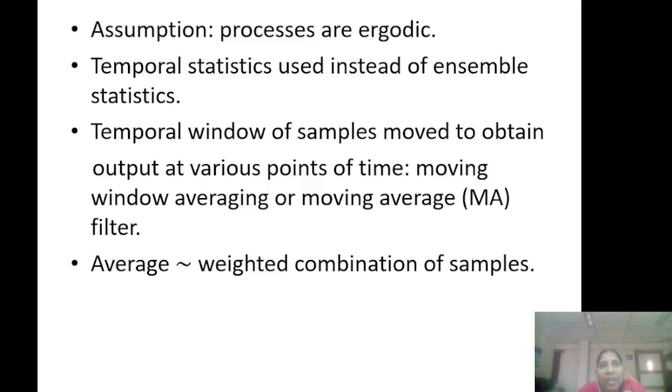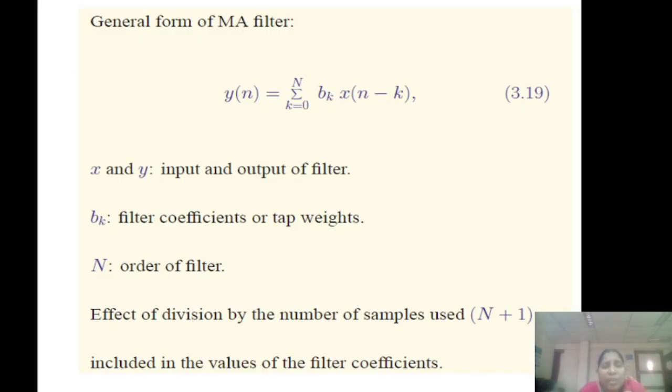Here the moving average window comes under the FIR filter. When you see the general form of an MA filter, it has FIR filter characteristics, given by the formula y of n equal to summation k equal to 0 to N of bk x of n minus k, where x and y represent the input and output of the filter, bk represents the filter coefficients or tap weights, and N is the order of the filter.